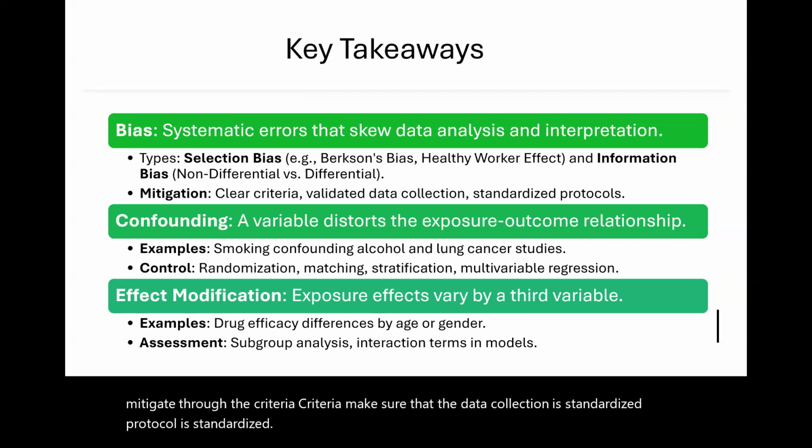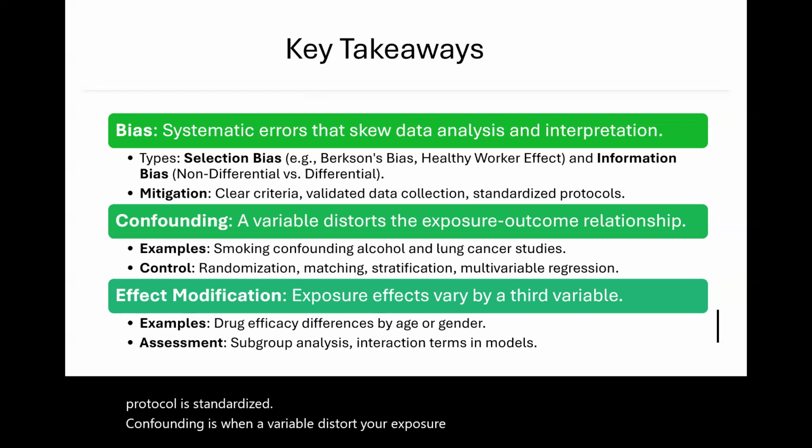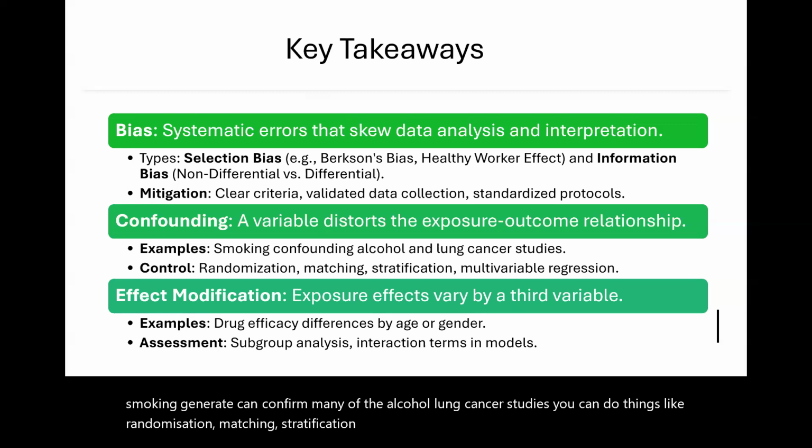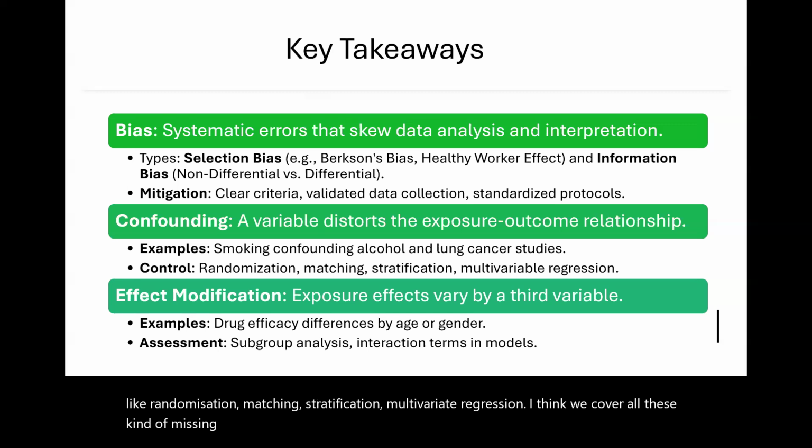Confounding is when a variable distorts the exposure-outcome relationship. For example, smoking can confound many alcohol and lung cancer studies. You can do things like randomization, matching, stratification, multivariate regression. I think a couple of these I'm missing. Funny. Okay, never mind.